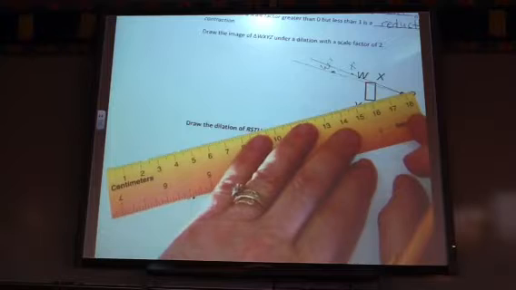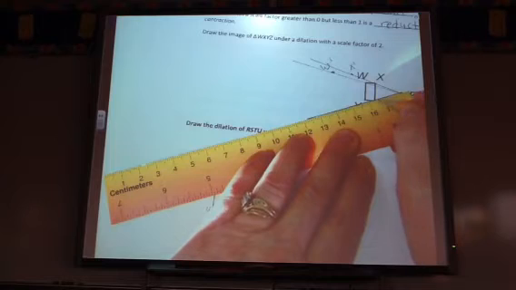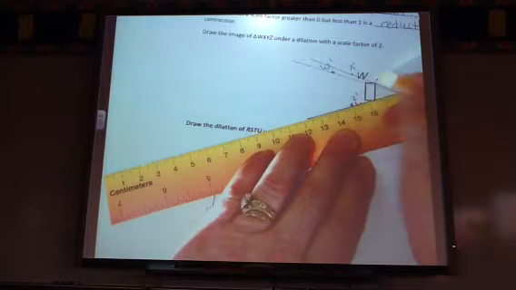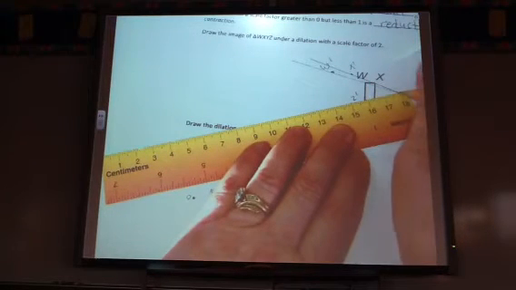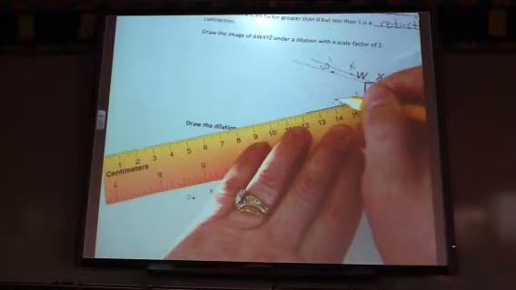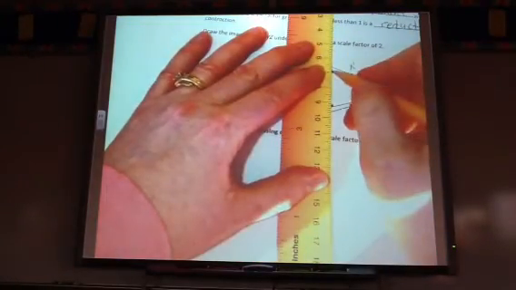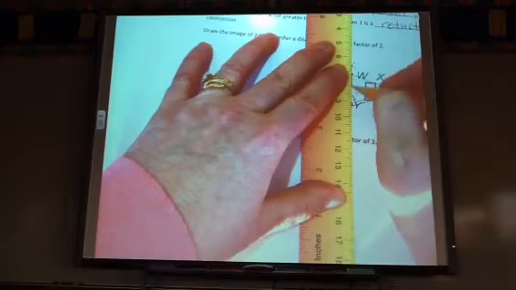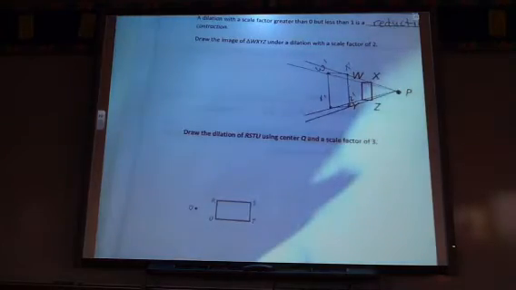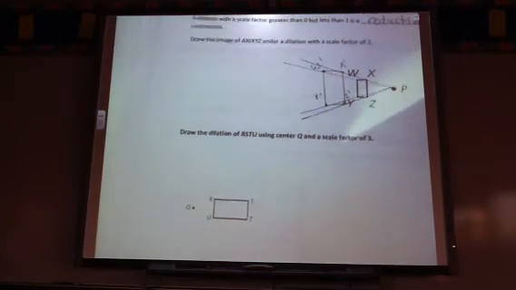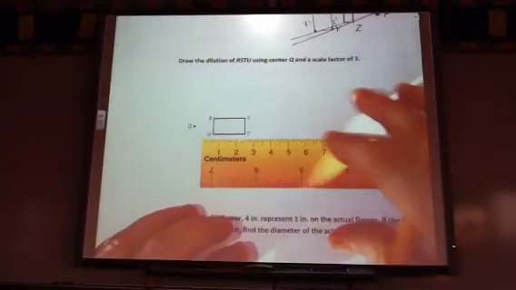Point P to Z, 1.5 centimeters. So I need to go out from Z 1.5 centimeters. And then Y, which is 2. So I need to go out 2 for my Y prime. And then connect the vertices of that image. And you just dilated that quadrilateral with a scale factor of 2. Okay, let's see you do the next one on your own. Your scale factor here is going to be 3 instead of 2.